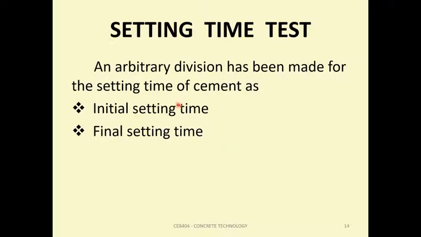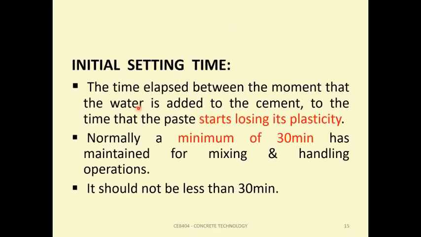The next one is the setting time test. We know there are two types of setting times: initial setting time and final setting time. Initial setting time is the time elapsed between the moment we add the water to the cement and the time the paste starts losing its plasticity. Normally, a minimum of 30 minutes is maintained for mixing and handling operations. So it should not be less than 30 minutes.